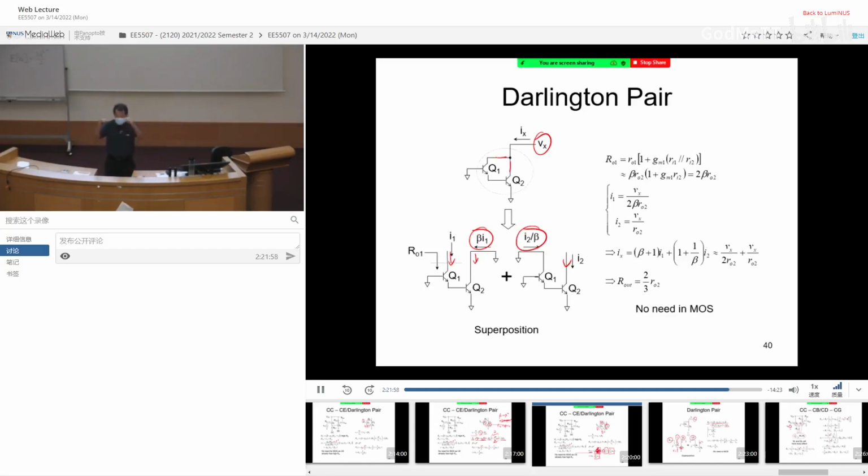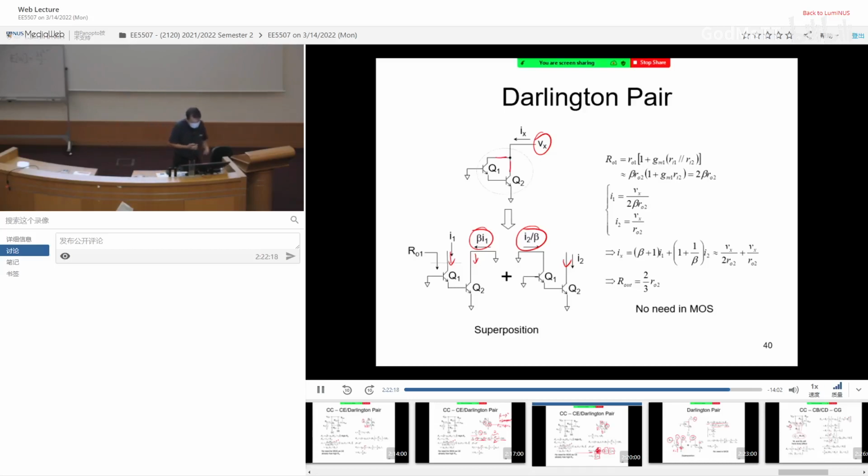So instead of dealing with the effect of current flowing in these two branches at once, don't do that. Let's consider if current goes through this branch, what happens to here? If current goes through this branch, what happens to here? Superposition, we combine the effects. That is the principle in this circuit analysis.